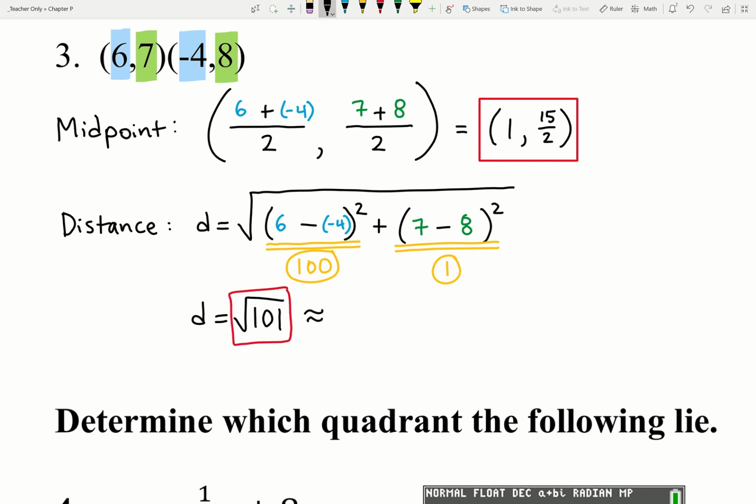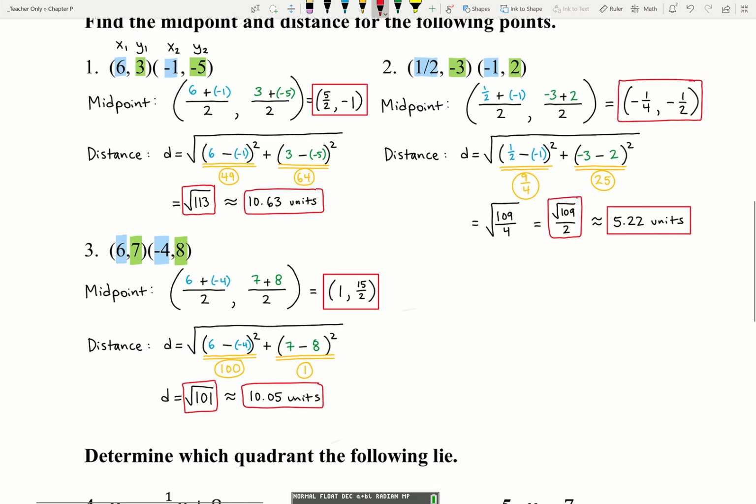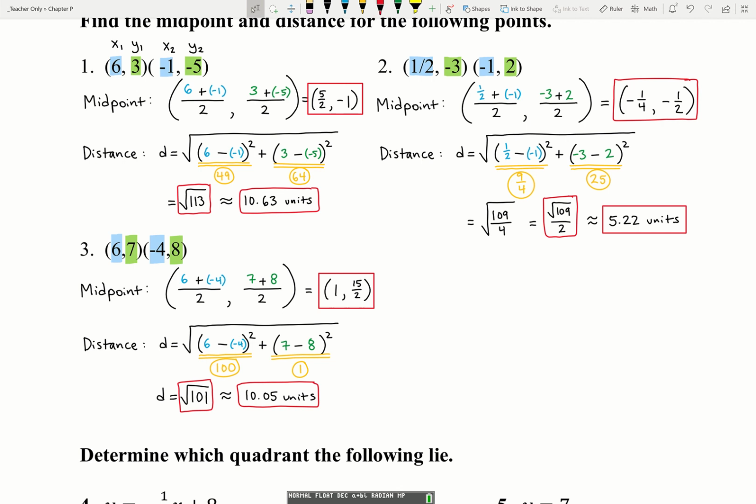But if we wanted to get an approximate distance, we would just have to punch that in the calculator and get a nice approximation. And so if we round to the nearest hundredth, just like the other ones, that would be 10.05 units. Okay, so again, last little summary here, right? When you calculate a midpoint, you're calculating the coordinates of a location, okay, of a single point. When you're calculating the distance, you're actually calculating a number of units between those points. How far apart are they, okay? So just a little bit of geometry review when you talked about midpoint and distance.